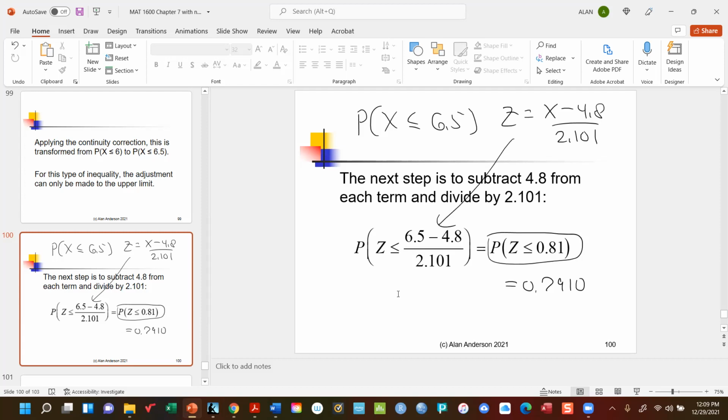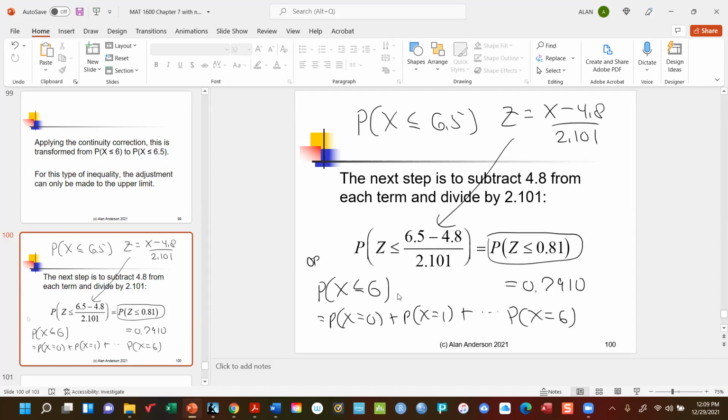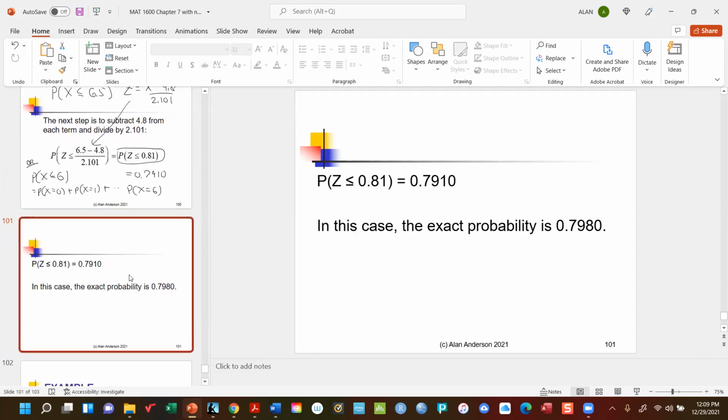Now, by the way, don't forget, if you had done this with the binomial distribution, you would have left it at 6, but that would have meant calculating all of these probabilities. And if you did that, I think I have the actual answer here. Yeah, 0.7980. So it's off a little bit, but it's really not that much. And again, it might be a nice time saver.